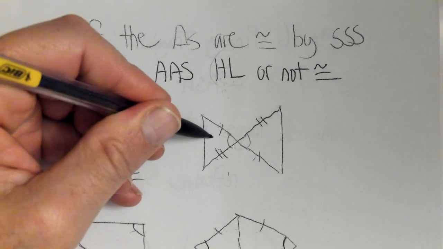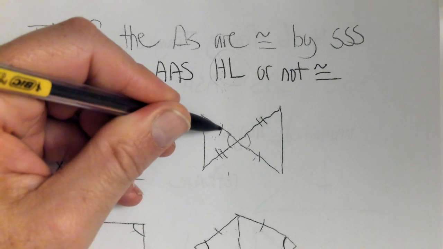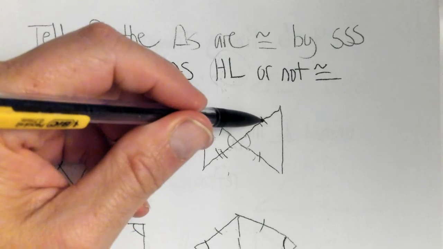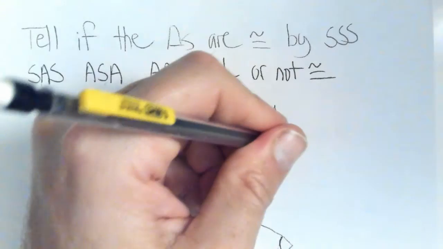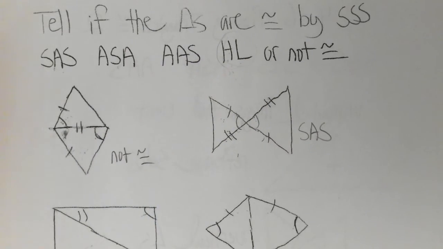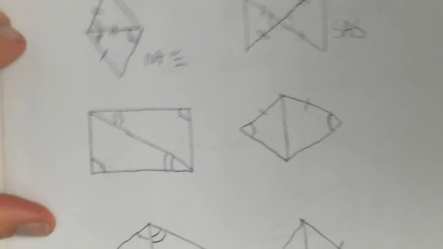Now on the left-hand triangle, I've got side, angle, side. It is the included angle. Here I've got side, angle, side. And so since that's the pattern for both of them, that's going to be my answer, side, angle, side. All right, here's the next one.